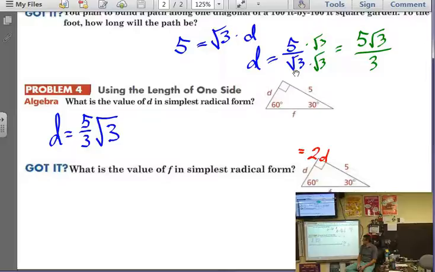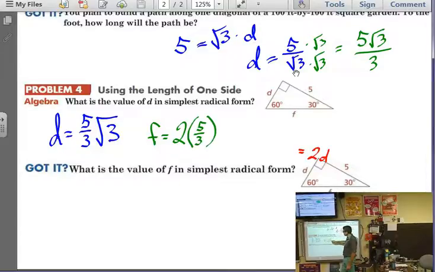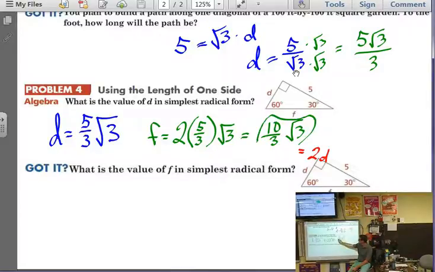So then if F is double D, I guess I might as well change color, F is 2 times 5 radical 3, or sorry, 5/3 radical 3. Wait, but we don't have to figure out F for the next problem. Yeah, but I'm going to do it anyways. Just because it doesn't ask for it doesn't mean we shouldn't do it. So then we can make this 10/3 radical 3, and that would probably be where we stop. And that is our 2D value. Any questions?